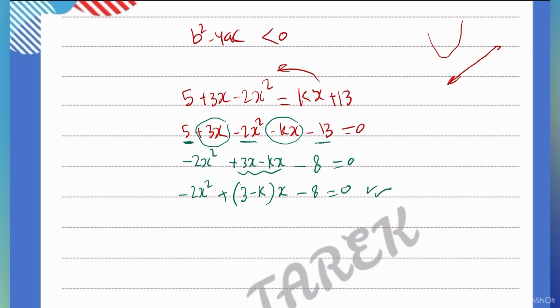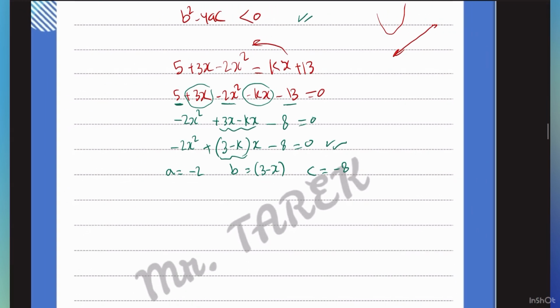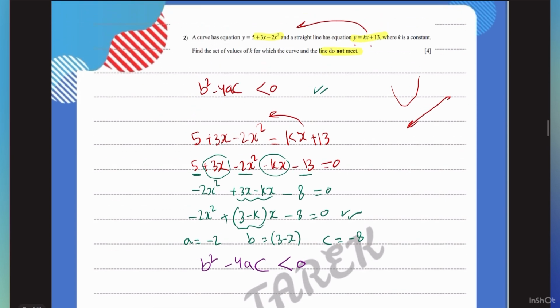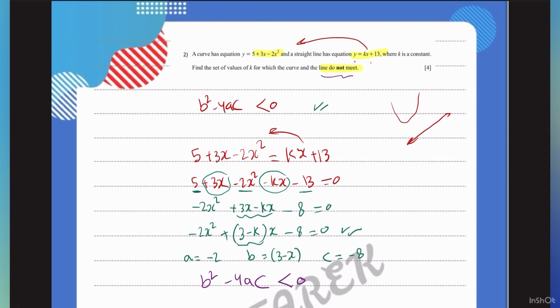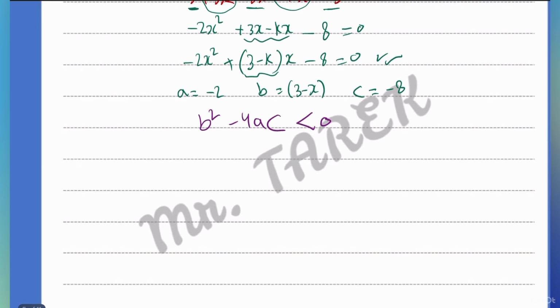Now I have my quadratic, so I am able to set the discriminant now. We need to find the value of a, here negative 2, the value of b, the coefficient of x, so 3 minus k, and the value of c is equal to negative 8. So let's substitute and expand later. We have b power 2 minus 4ac. Here I should write smaller than 0 because according to the exercise, it says the curve and line do not meet. That means we don't have an answer. So b power 2 minus 4ac, you must write smaller than 0, not larger, not equal to 0.